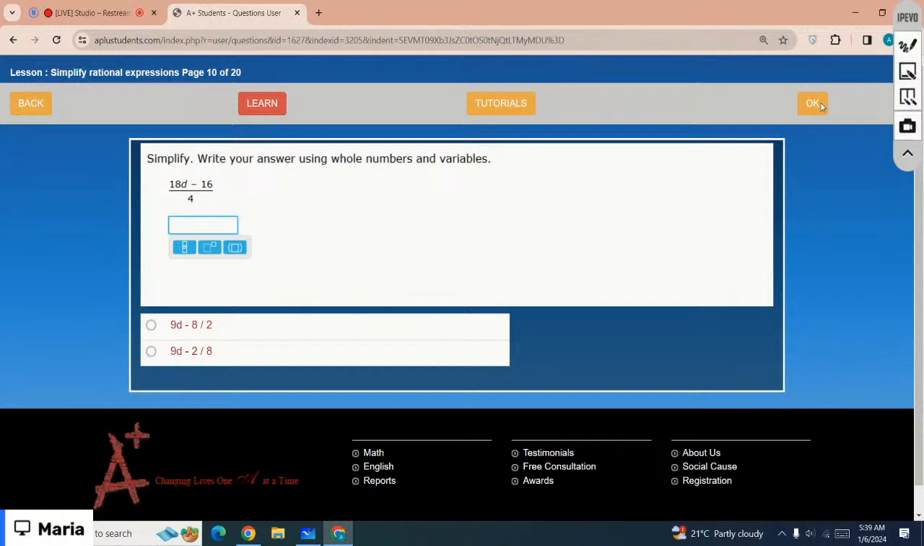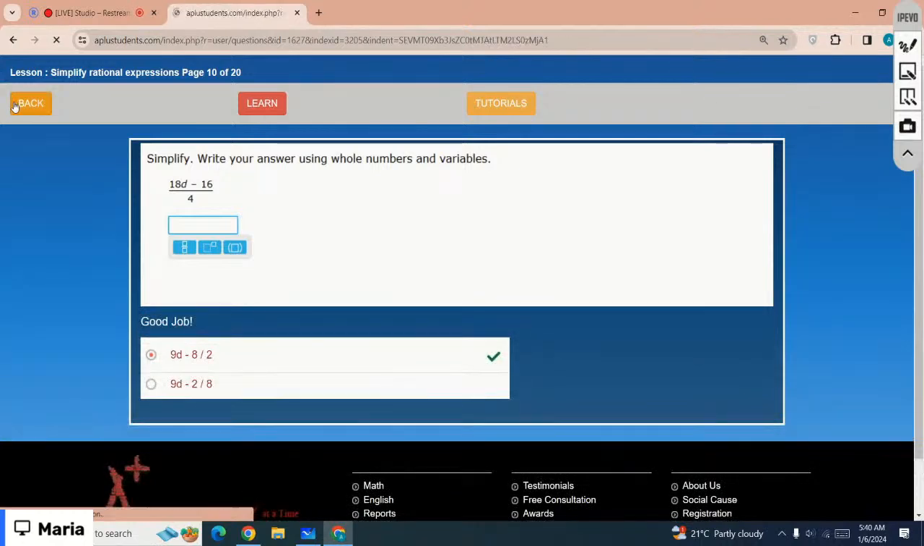Okay, simplify. Write your answer using whole numbers and variables. So, which is the correct option? That is 9d minus 8 divided by 2. Option number 1 is the correct option, right? You just have to take common 2 from the numerator. So, option number 1 is the correct option. Got it?